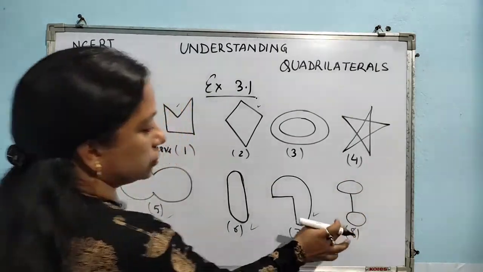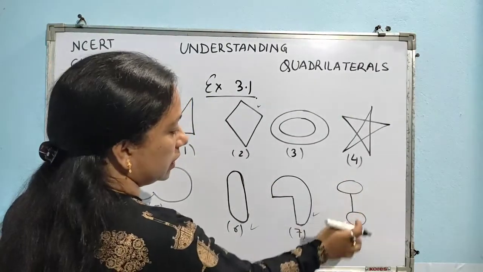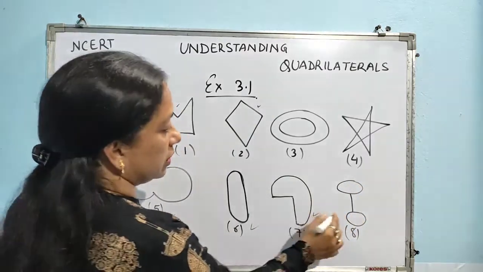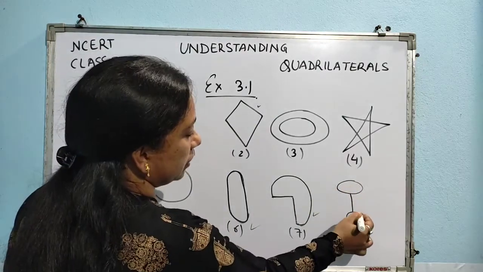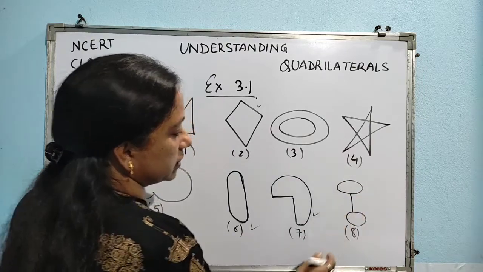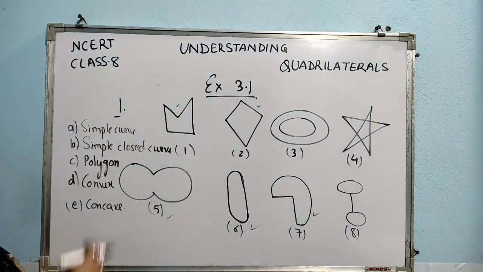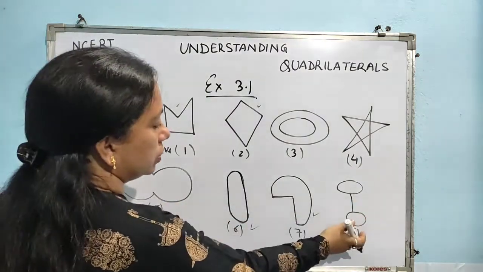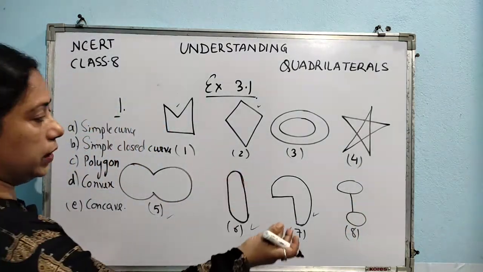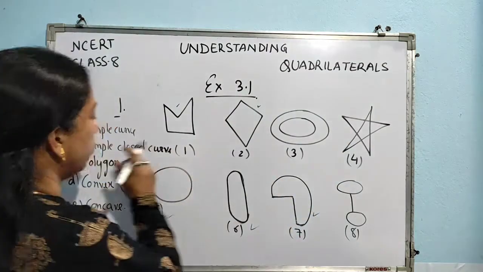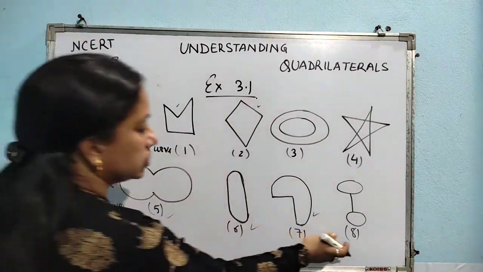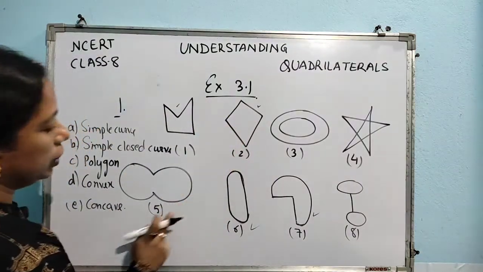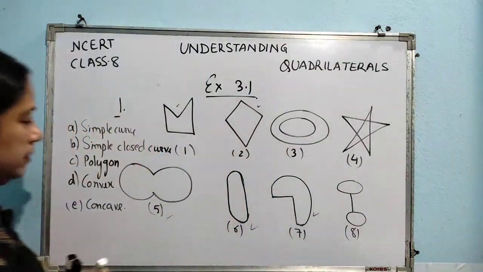So that's why it is not a simple curve, and not a closed curve either, because these two are different and again these are being joined by this one. So this is also not a simple closed curve. It is not even a simple curve, so the question of a simple closed curve does not arise. So here also the simple closed curves will be 1, 2, 5, 6 and 7.